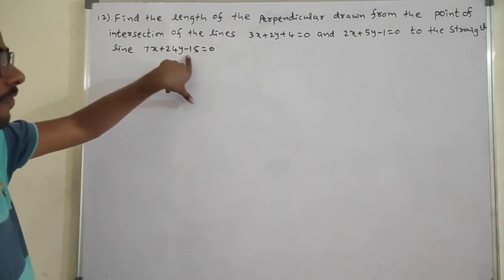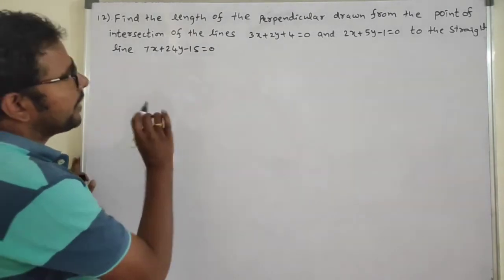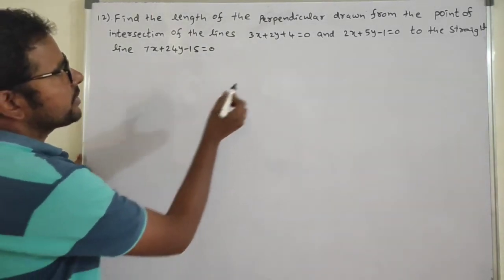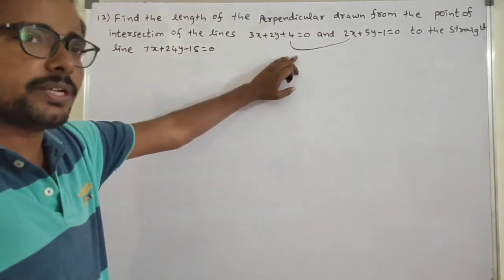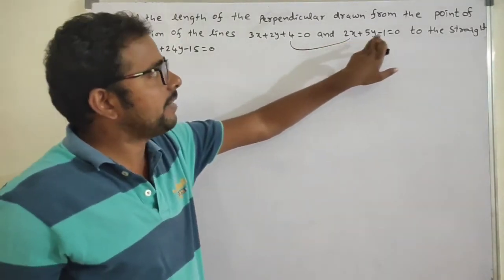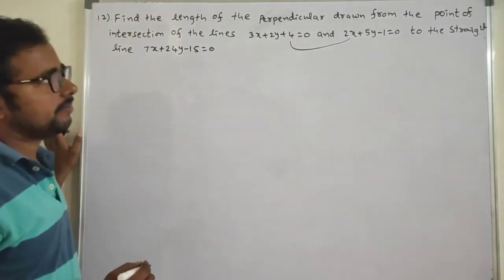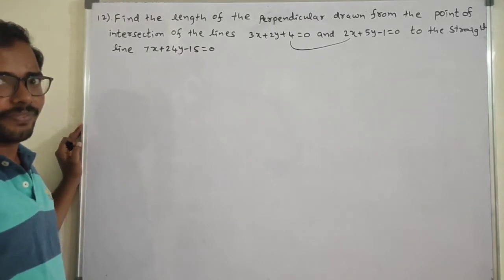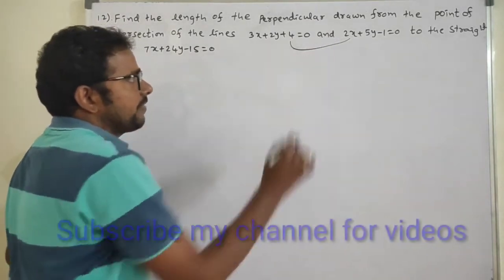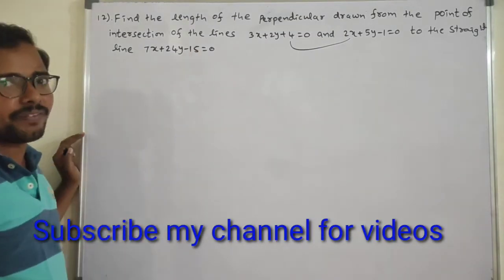7x plus 24y minus 15 equals 0. So we have to find the point of intersection of these two lines, 3x plus 2y plus 4 equals 0 and 2x plus 5y minus 1 equals 0, and from that point of intersection we have to find the length of perpendicular to the third line. First find the point of intersection of the two lines, then from that point find the length of perpendicular to the third line.